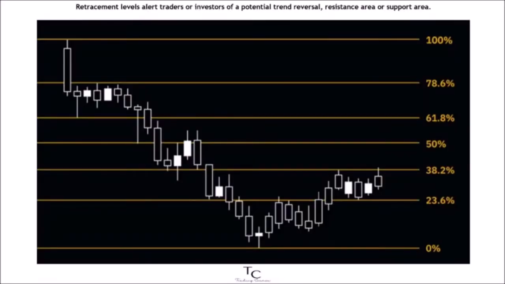Retracement levels alert traders or investors of a potential trend reversal, resistance area or support area. Retracements are based on the prior move. A bounce is expected to retrace a portion of the prior decline, while a correction is expected to retrace a portion of the prior advance.